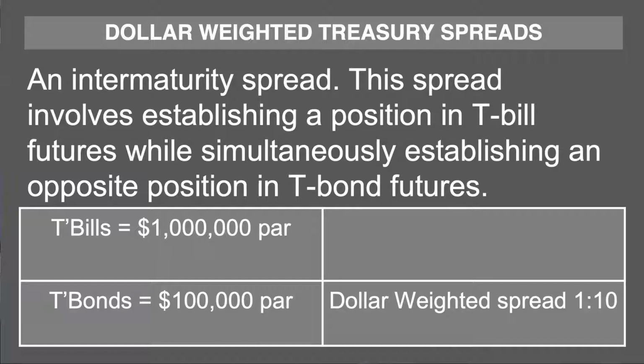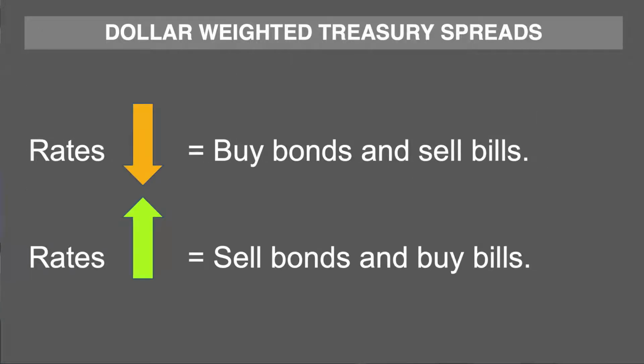$100,000 of par. You can see that the T-bill contract covers 10 times the dollars that the bond contract covers, so it's going to be a dollar-weighted spread on a 1-for-10 basis. So for every bill contract you buy, you're going to want to short 10 bonds, or for every 10 bonds you short, you're going to want to buy 1 T-bill contract.